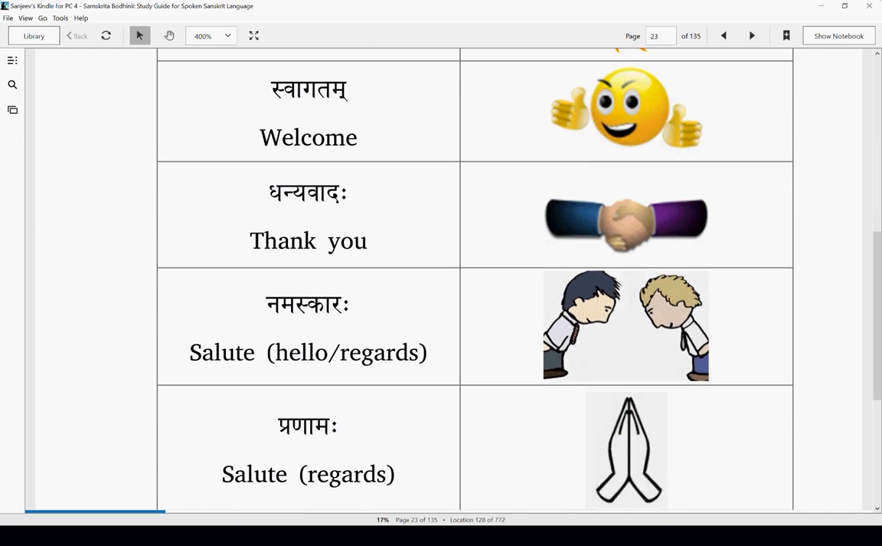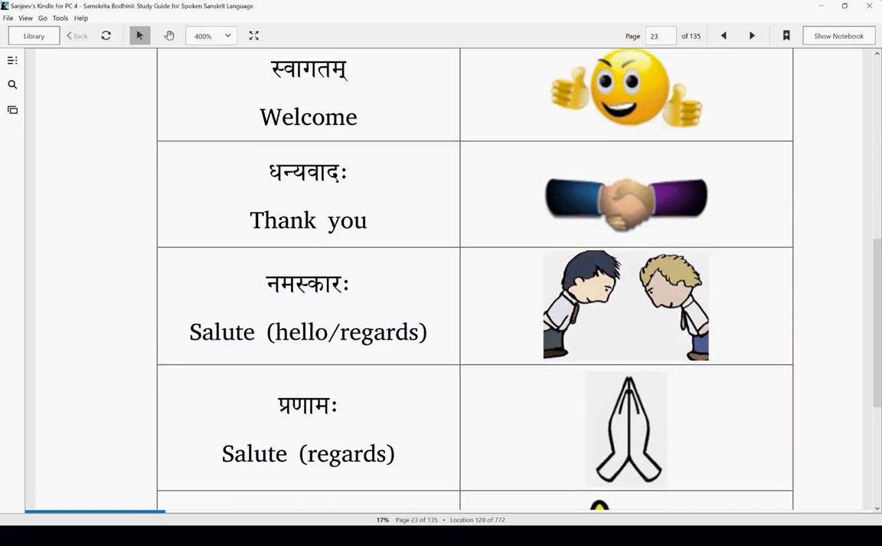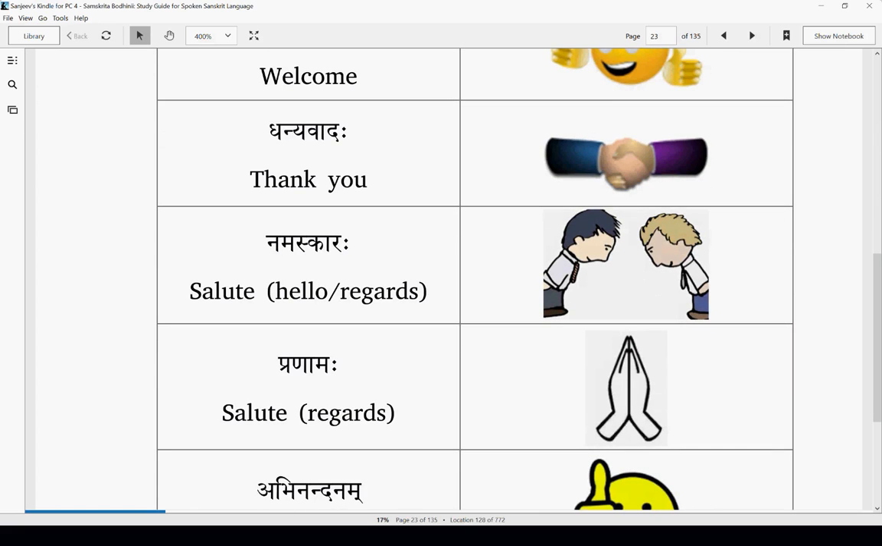Namaskara. Namaskara, here is a salute. Namaskara literally means the act of bowing. Bow down. Namaskara. But generally, when we meet, just to say hi, we can also use namaskara.